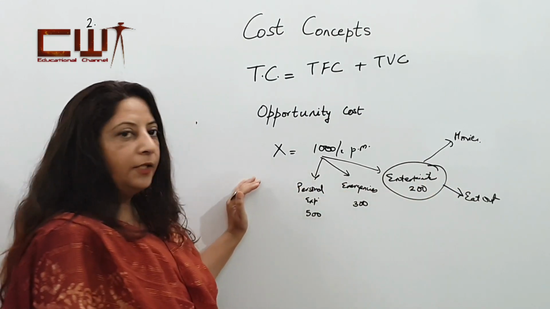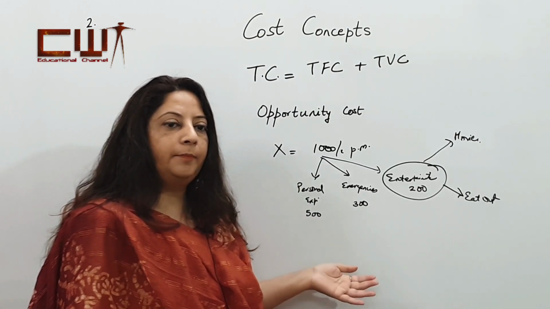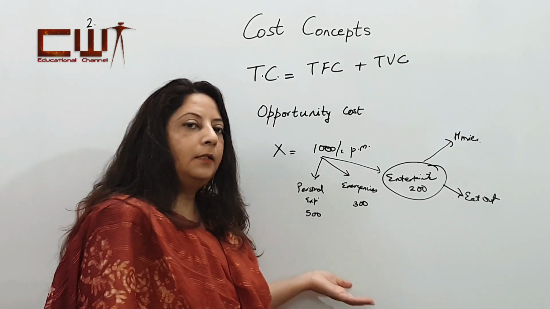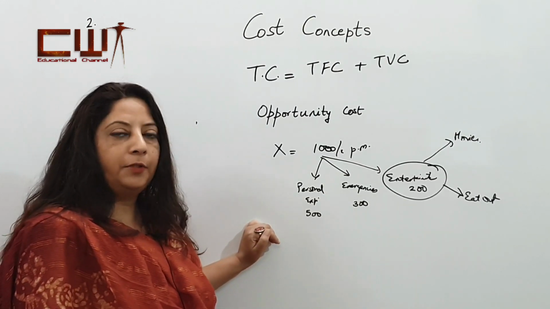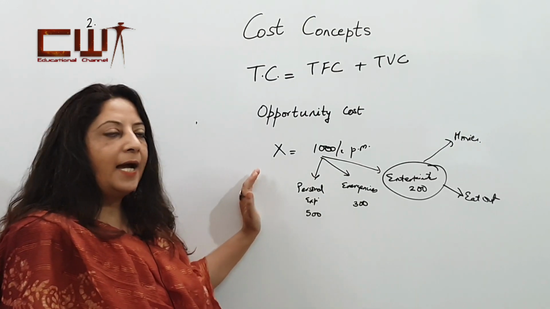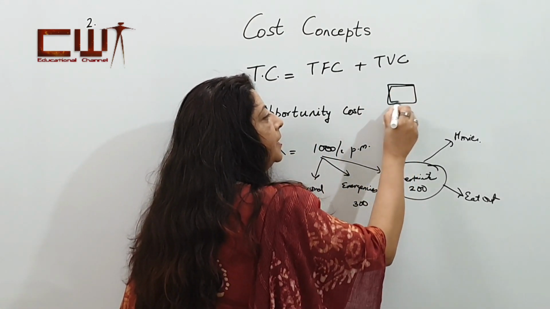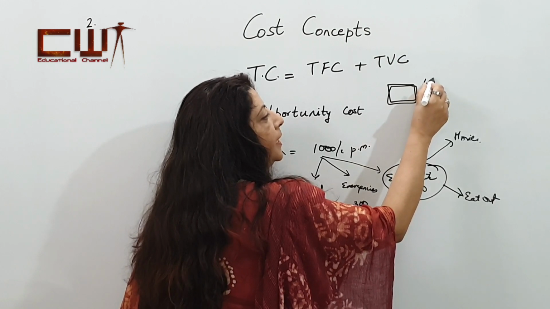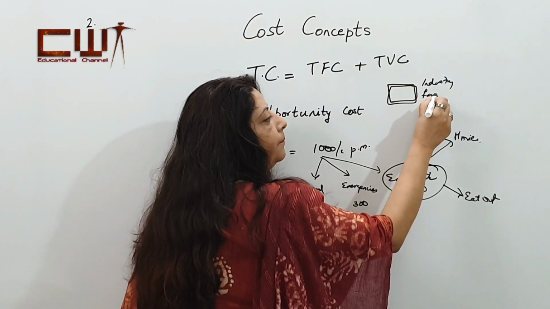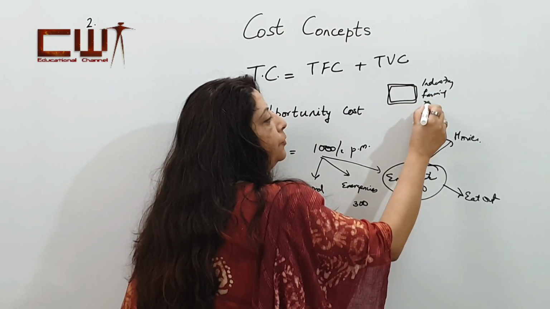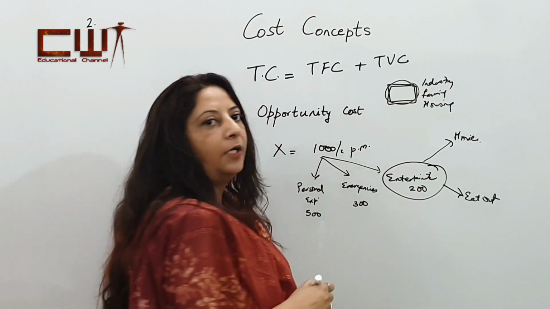So the opportunity cost concept is the next best alternative which is foregone by the person to make or do a certain thing. Now if we talk in terms of production, the producer has, let's suppose, a certain piece of land. This piece of land can be used for setting up an industry. It can also be used for farming. It can also be used for housing. So this piece of land has various alternatives.